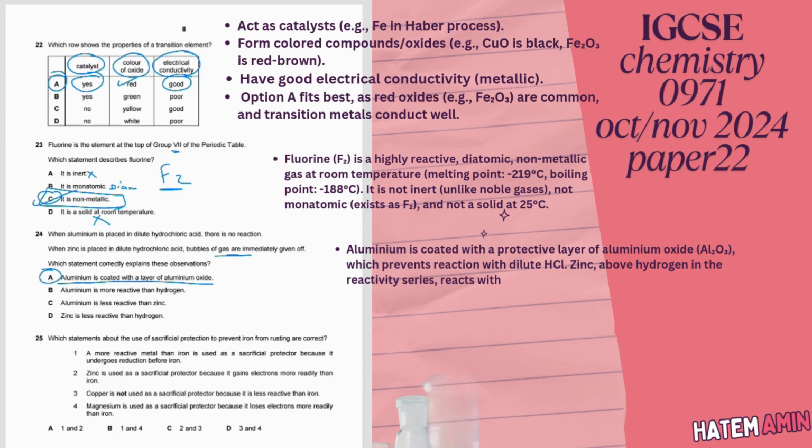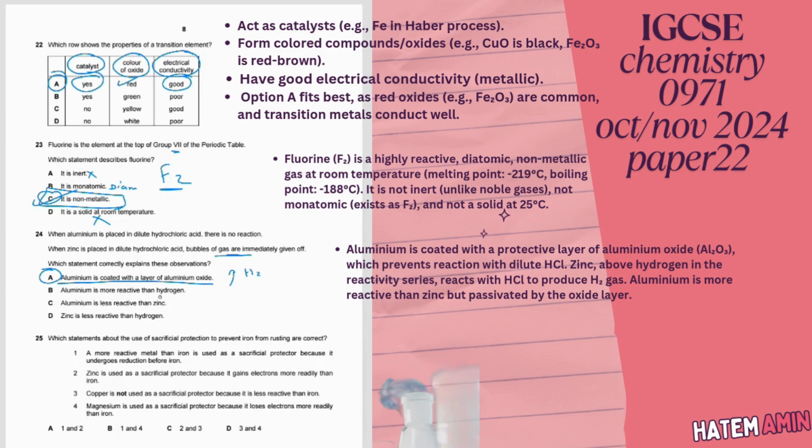Of course, aluminium is very reactive, so it gets oxidized directly with oxygen and is coated by a layer of aluminium oxide. This prevents the reaction with hydrochloric acid. But zinc can react with hydrochloric acid and produce hydrogen gas as bubbles. The other options, aluminium is more reactive than hydrogen. Yeah, aluminium is more reactive than hydrogen, but this is not the reason.